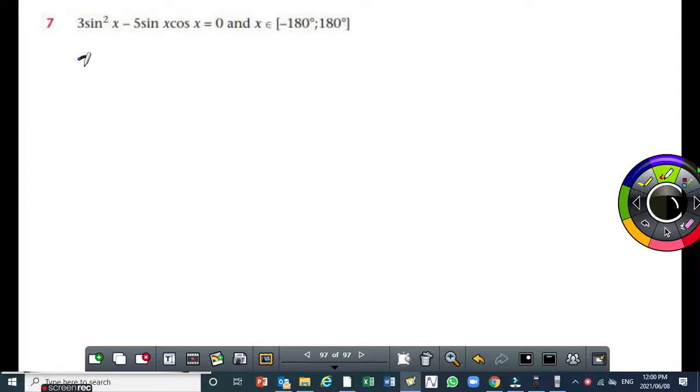So here you have 3 sine squared x minus 5 sine x cos x equal to 0. For this question, we need to solve for x, but our x value must be between minus 180 and 180 degrees. It's not asking for the general solution, but you have to determine the general solution first. Okay? So here, because I have two terms, and there is a product of sine and cos there, it means I have to factorize.